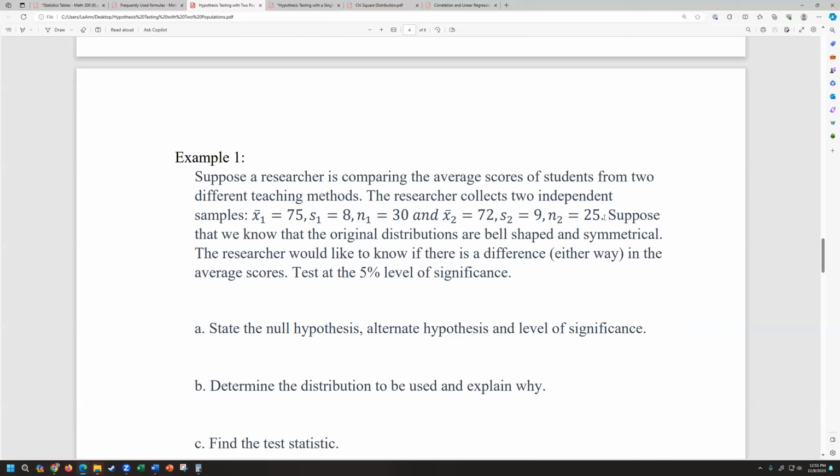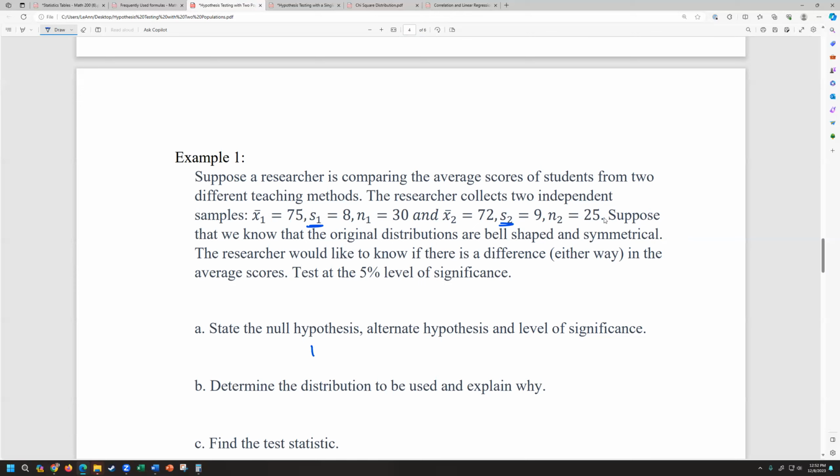Suppose that we know that the original distributions are bell-shaped and symmetrical. So since that one sample, that 25, is actually less than 30, it's good that they put this in here, or we would not be able to proceed using our methods and our flow chart that we have up above. So things to note, we have sample standard deviation. So that means we're going to be using the T distribution, the student's T, not the normal distribution with the Z's. And then we would like to know if there's a difference either way in the average scores.